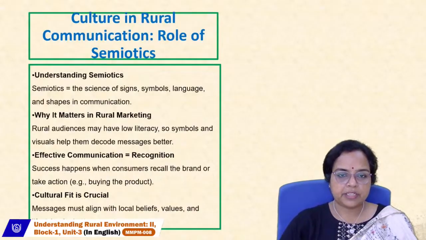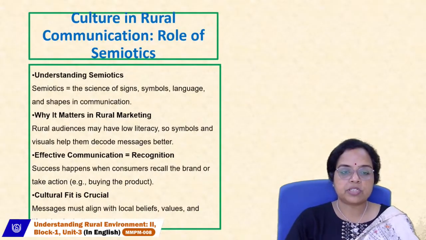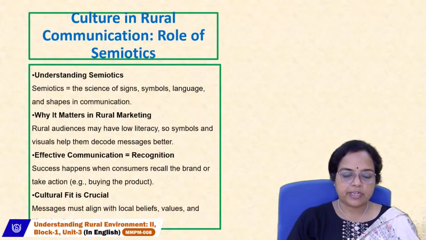Culture in rural communication: the role of semiotics. Understanding semiotics. Semiotics is the science of signs, symbols, language, and shapes in communication. It is about how you are using signs, symbols, language, and shapes while communicating your product to the consumers of the rural belt. It is important to understand this in the rural marketing context.